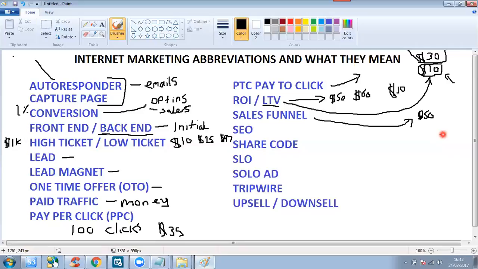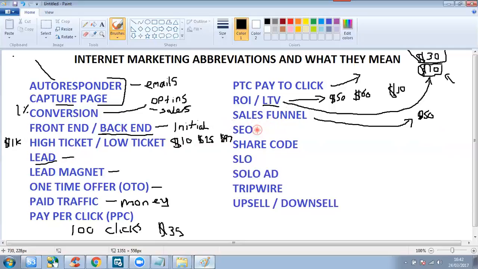And the sales funnel is just the process that people go through, from complete cold traffic to becoming a lead. When they opt in on your capture page, they become a lead, and then you take that lead through videos and walkthroughs. You basically give them a walkthrough to the sale, and that is what a sales funnel is.